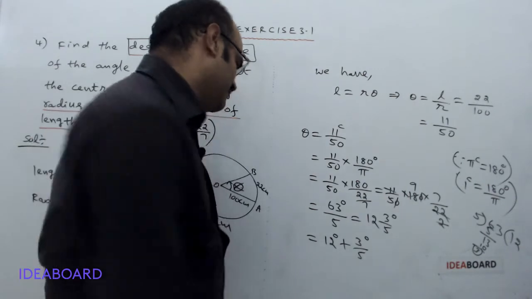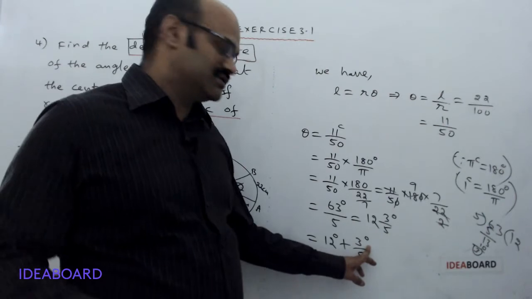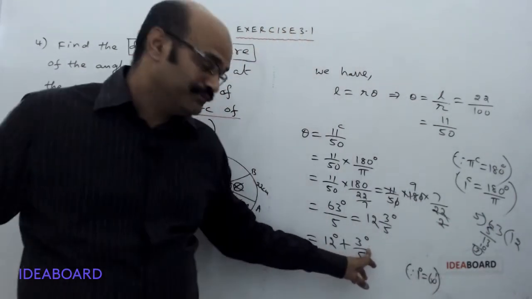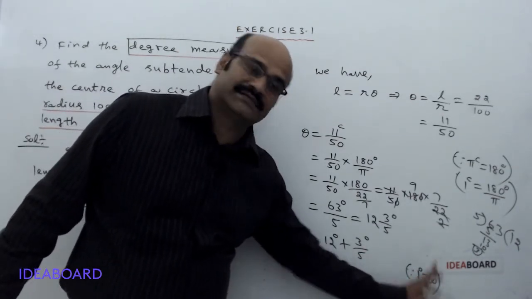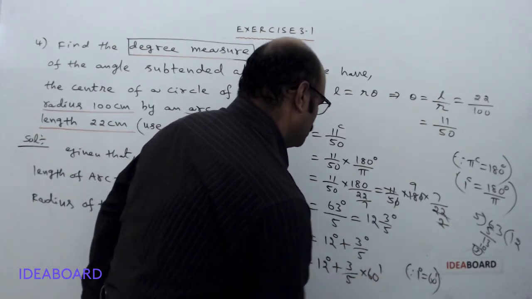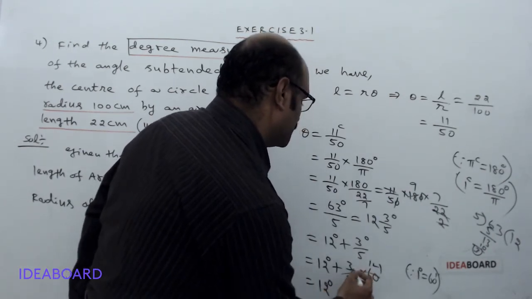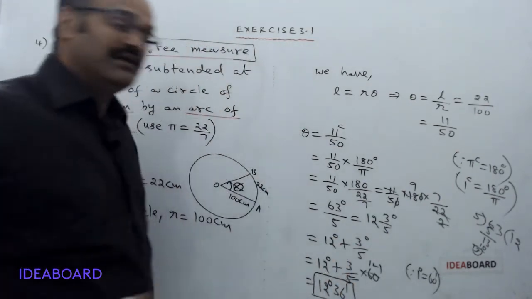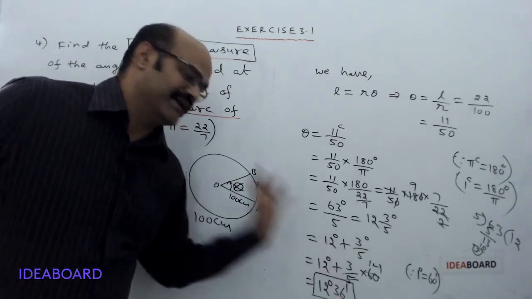So it's equal to 12 degrees plus, we know that 1 degree equals 60 minutes. Now 3 by 5 degrees means 3 by 5 into 60 minutes. So equal to 3 by 5 into 60 minutes, 5 twelves are 60, so 12 into 3 is 36 minutes. This is the answer. Therefore the required degree measure is 12 degrees 36 minutes.